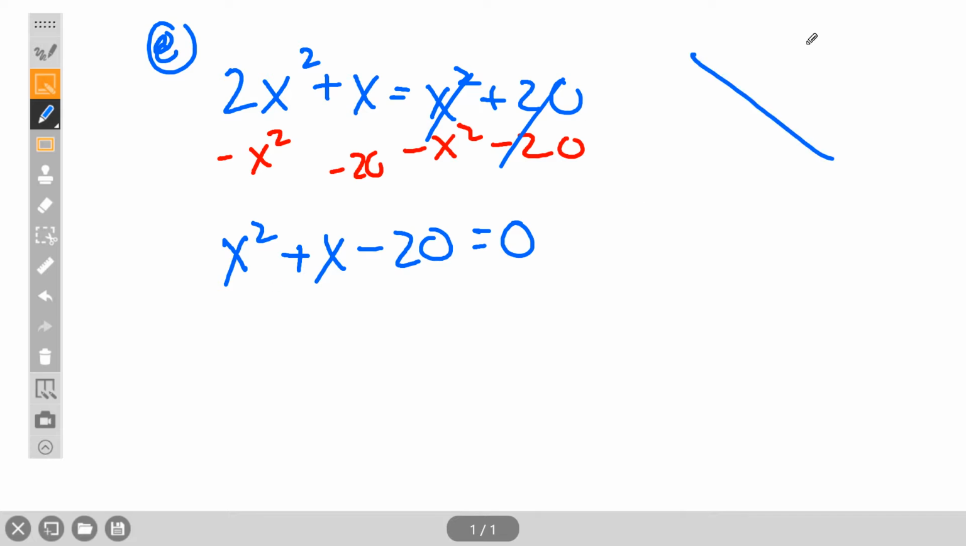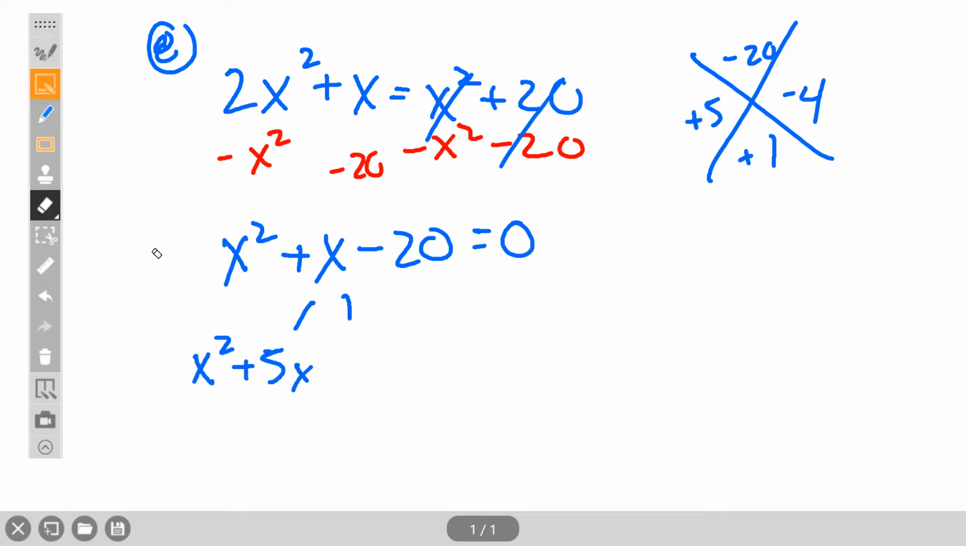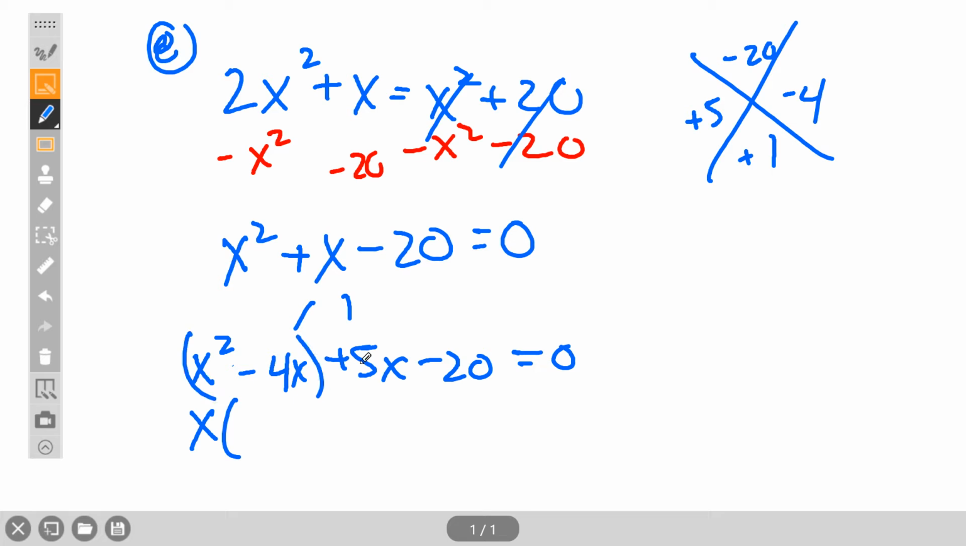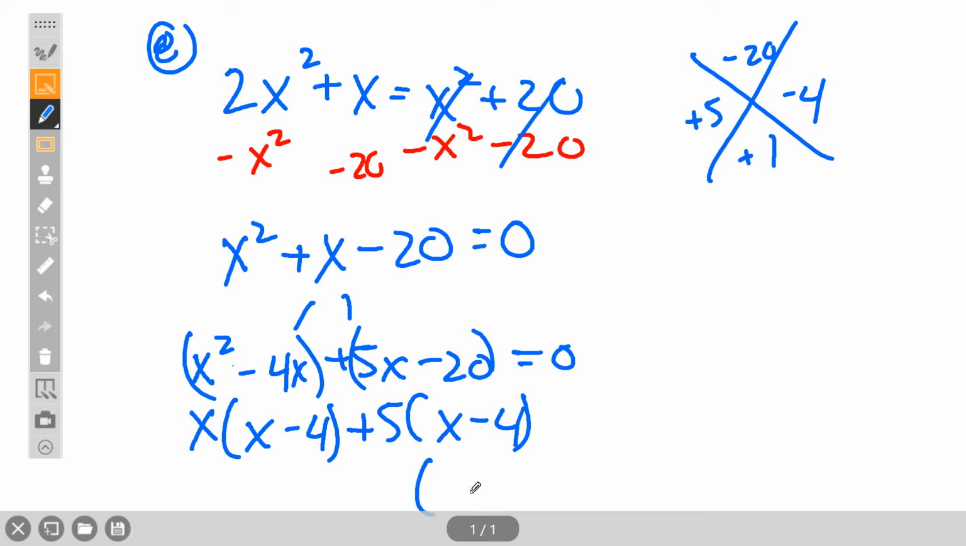Now I can factor this. A times c is negative 20, b is positive 1. So the two numbers I'm looking for are positive 5 and negative 4. So x squared minus 4x plus 5x minus 20. Factor x out of the first group, so x minus 4, and factor 5 out of the second group, so x minus 4. So the factored form: x minus 4 factors out of both of these, and I'm left with x plus 5.